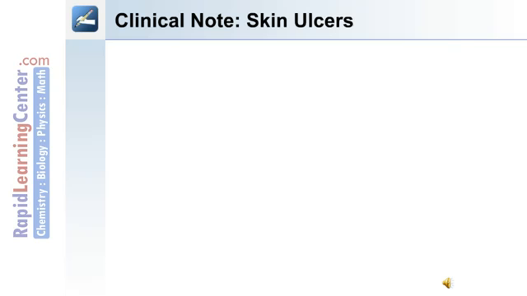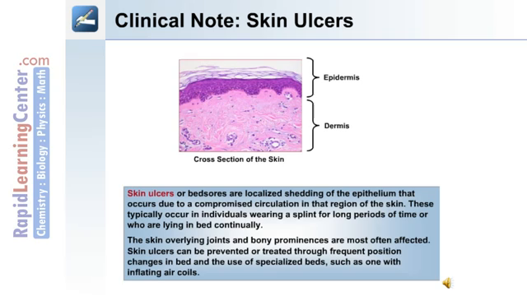The following is a clinical note on skin ulcers. Skin ulcers or bed sores are localized shedding of the epithelium that occurs due to a compromised circulation in that region of the skin. They typically occur in individuals wearing a splint for long periods of time or who are lying in bed continually. The skin overlying joints and bony prominences are most often affected. Skin ulcers can be prevented or treated through frequent position changes in bed and the use of specialized beds such as one with inflating air coils.